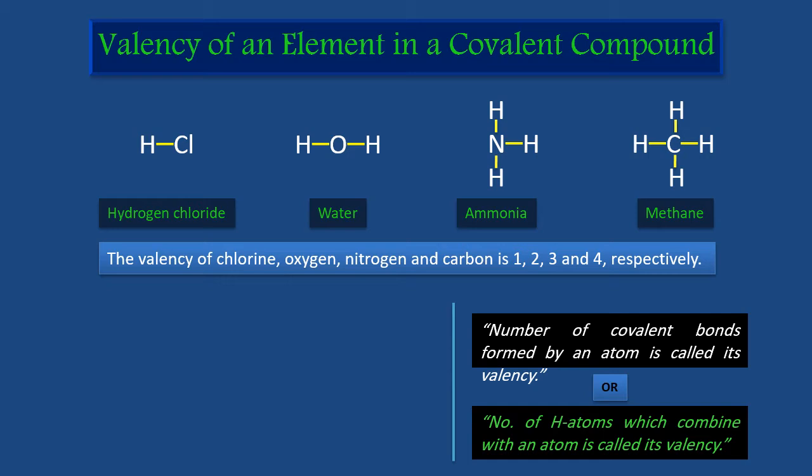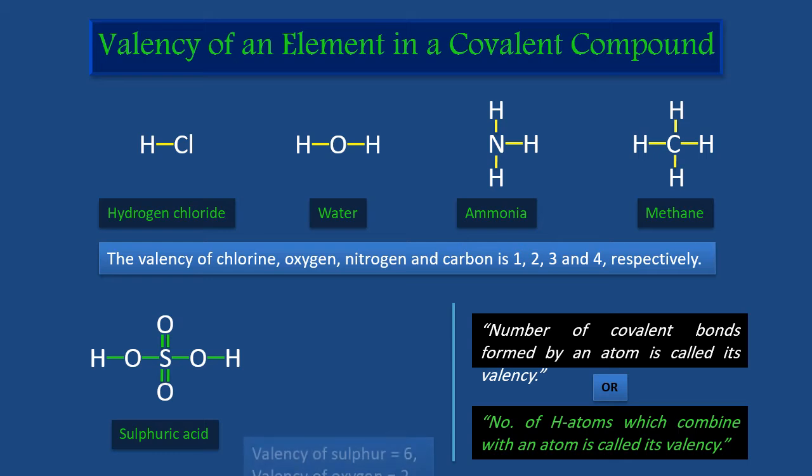Now look at the structure of sulfuric acid. Can you find the valency of sulfur? Yes, of course, it is 6, as it forms 6 covalent bonds. And each oxygen has a valency of 2, because each oxygen atom forms 2 covalent bonds.